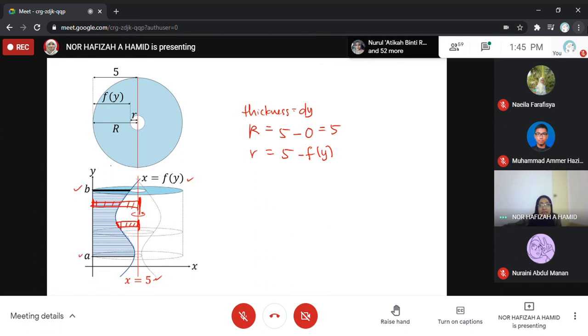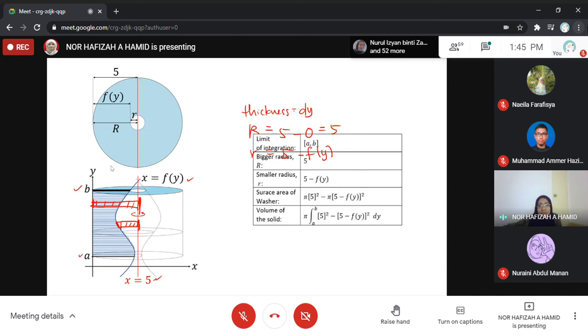Okay, so ni semua 3 cases. Kalau tengok 3 cases ni sebenarnya cara you kira tu sama je. Cuma dia tukar pada axis of revolution. Tadi dia ambil ada yang negatif, ataupun x tu positif. So ni untuk 3 cases lah.